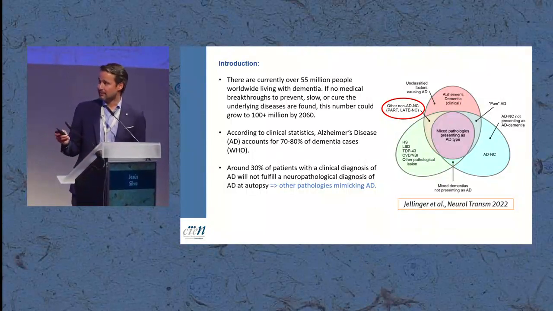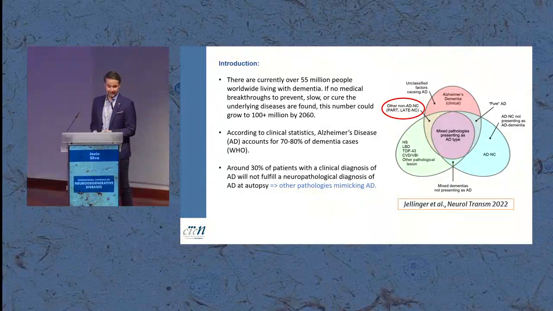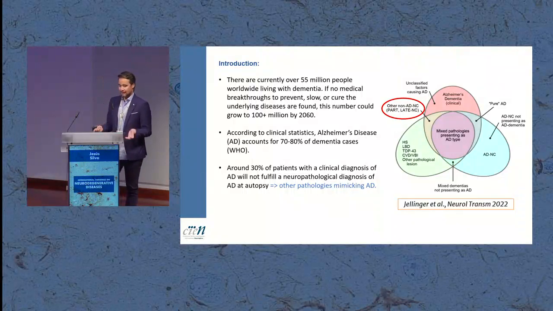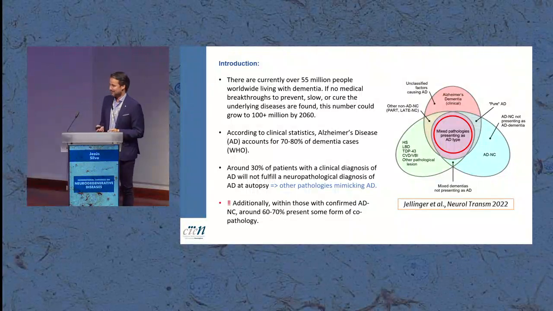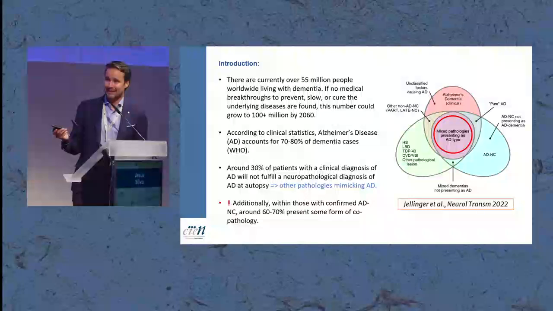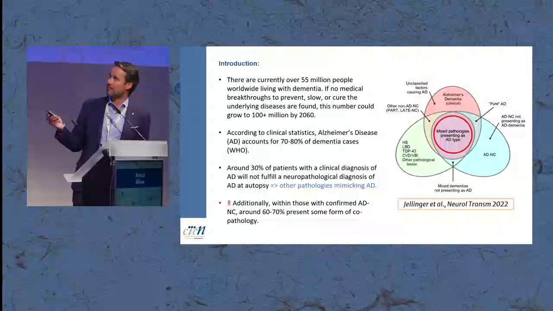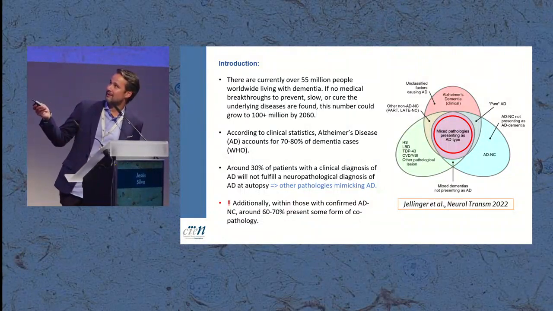So we may assume that some of these patients with clinical AD will have other pathologies that may be mimicking AD or can be confounded with AD. And to make everything more complicated, as we already saw several times during the morning, of the patients that actually have a diagnosis of AD, most of them will have some form of co-pathology. So the reality is that most of our patients will be in this small square here.